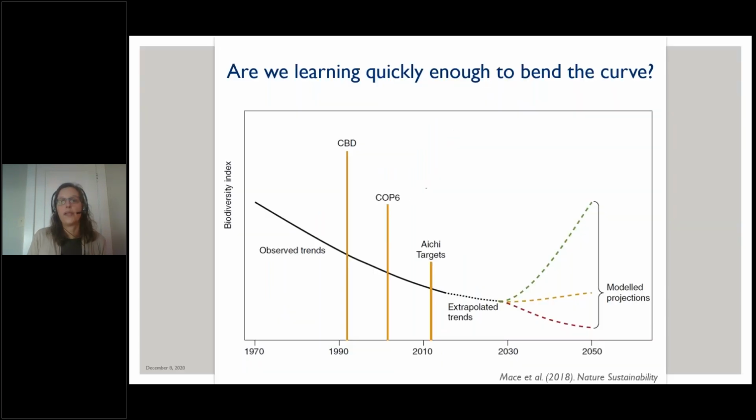Maybe another way to look at it is: is it time to ask ourselves if we are learning quickly enough to bend the curve of continued biodiversity loss? The system may be working, but are there ways that we can make it work faster?